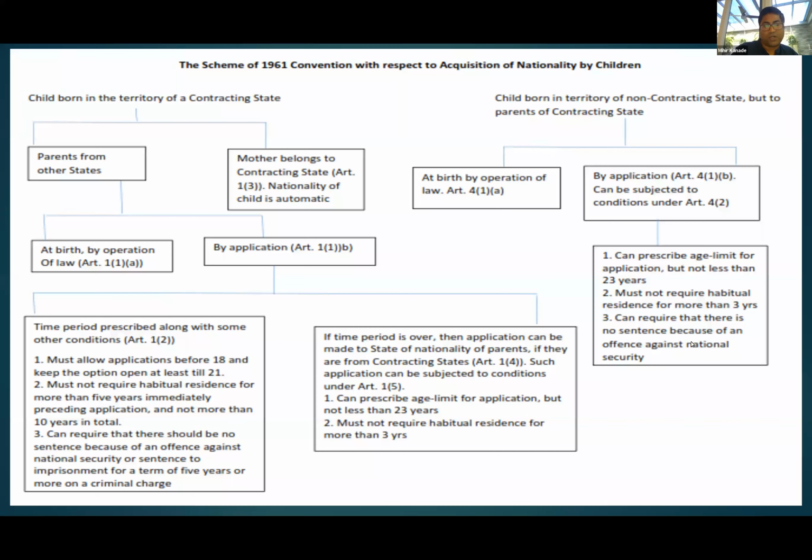Why at least till 21? Why not cut off at 18? Because many times a child has no agency of his or her own. In many domestic legislations around the world, children before the age of 18 must file applications, for instance, through their parents. And therefore, the idea is once a child has become 18 and has the agency according to many of the domestic laws of countries around the world, and I say many because some countries do permit agency even before 18, but many don't, the child should have at least 3 years of adulthood to make a decision of her or his own to file the application for acquisition of nationality. Therefore, the option must be open at least till 21, but of course you can go much beyond as a state if you want to. The convention also says that the states must not require habitual residence for more than 5 years immediately preceding application.